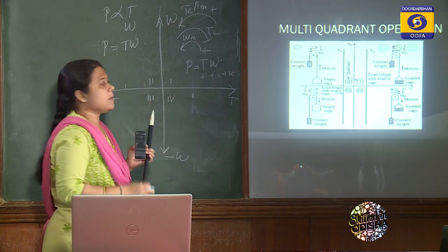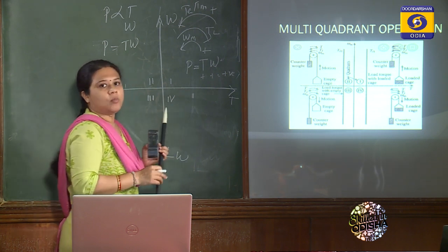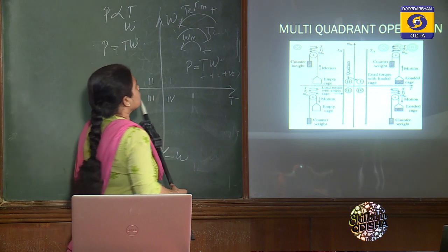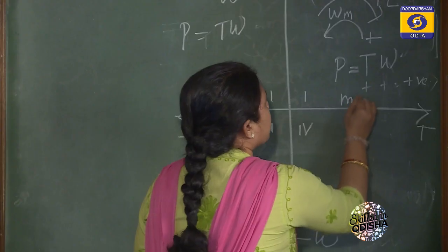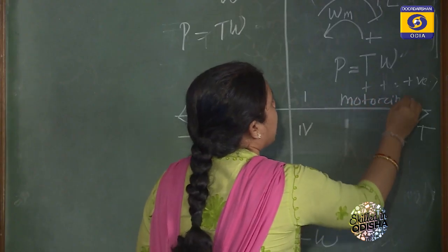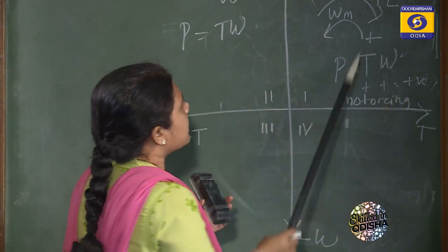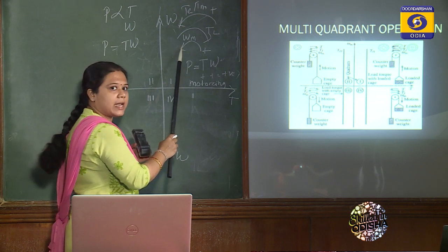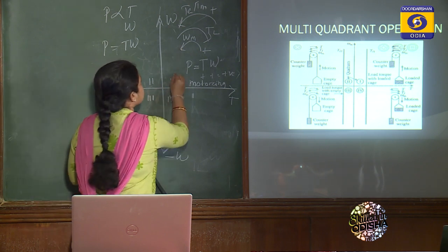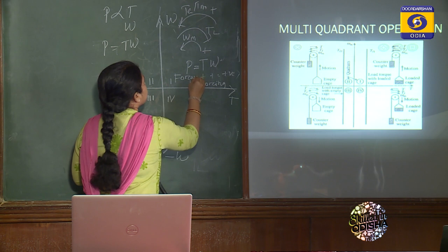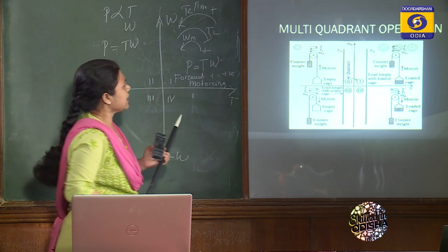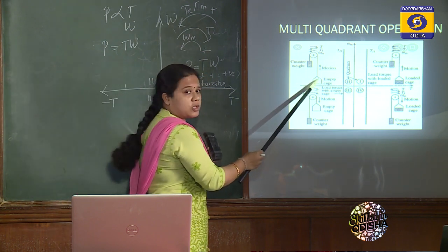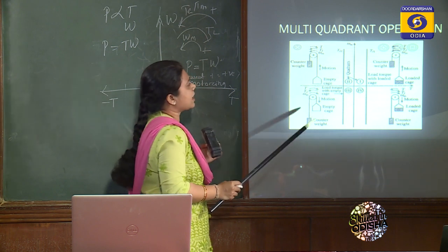Power is positive means it is motoring mode. Now what is the direction of this motion? This motion is in positive direction, so this is known as our forward motoring mode. Similarly, you can shift to this second quadrant. So what happens here?